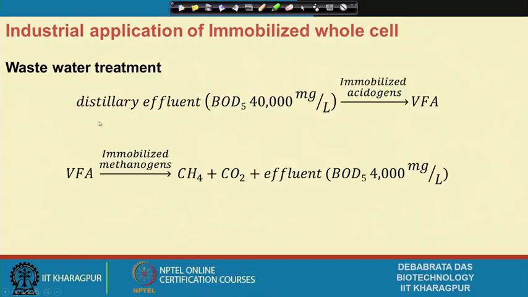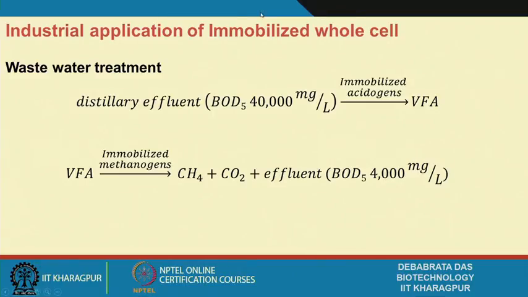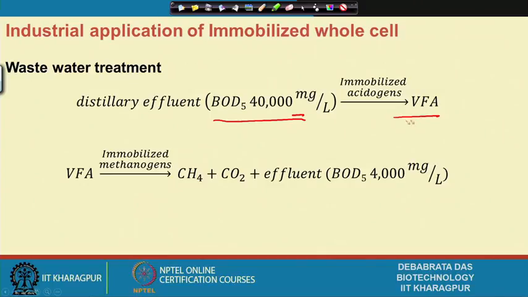The distillery effluent initially, if you look at the BOD, is very high. Initially the BOD was 40,000, and this is converted to volatile fatty acids like acetic acid, propionic acid and butyric acid, and these acids are converted to methane and carbon dioxide. So, the 40,000 BOD5 will be converted to 4,000, a 90% removal of the BOD.